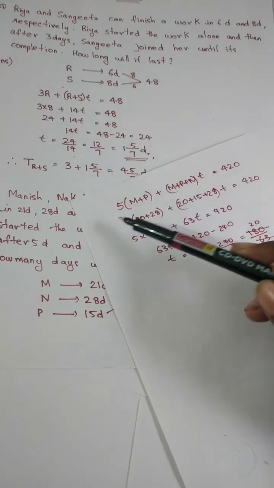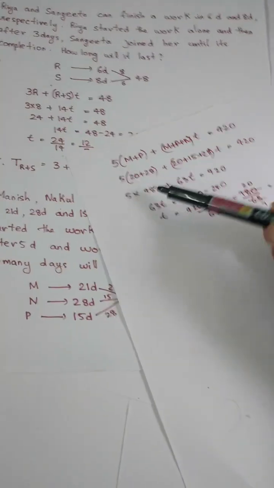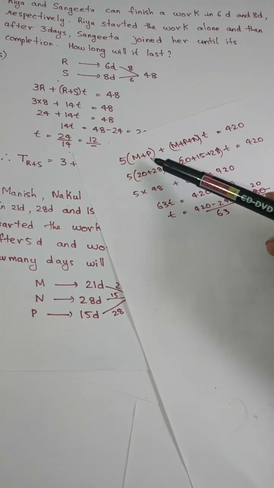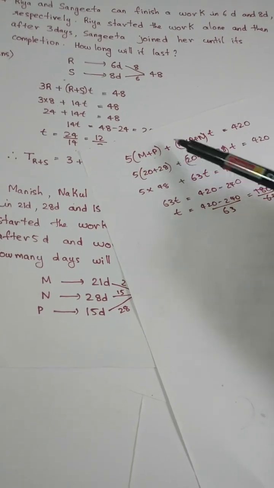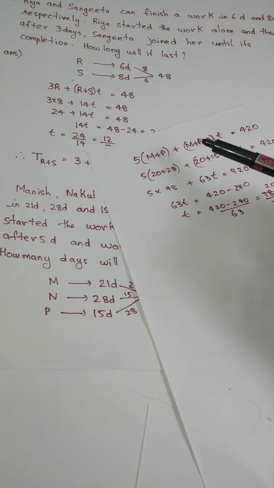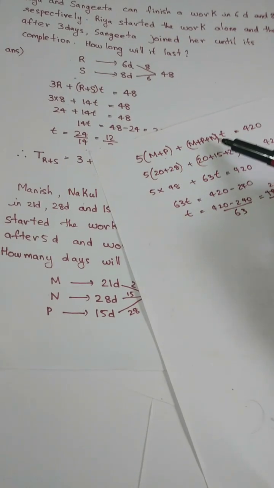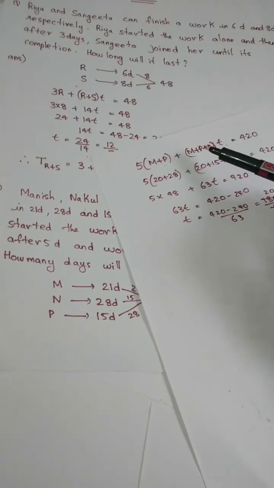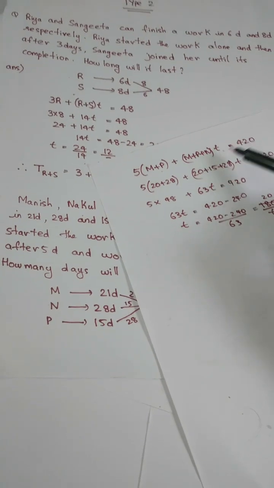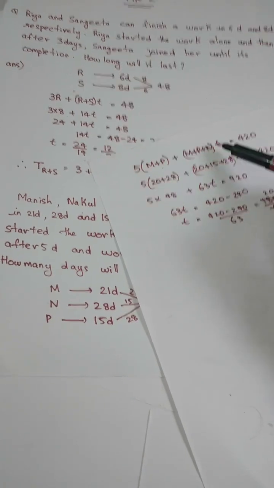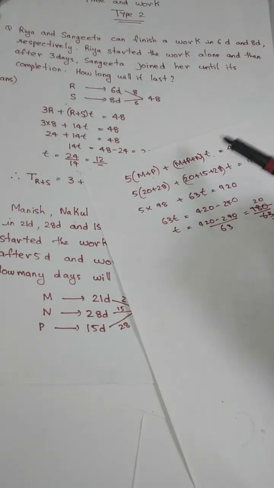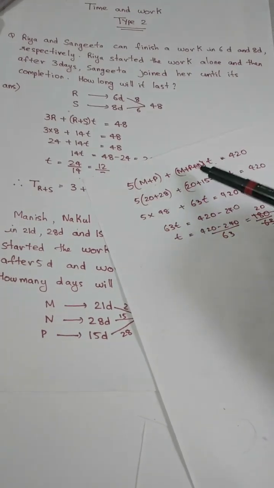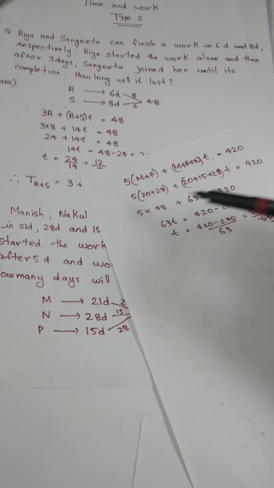So Manish and Pindo worked together for 5 days. So for 5 days Manish and Pindo worked together: 5 into M plus P. Plus after 5 days Manish, Pindo and Nagul worked together for T days. So M plus P plus N is equal to 420. We want to find this T. If we want to find the total days, we add the T to 5.